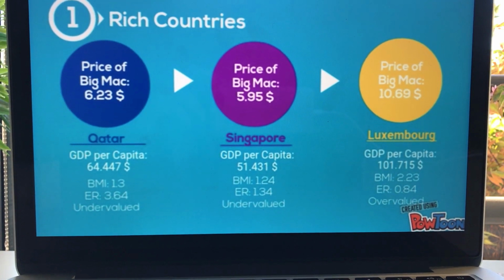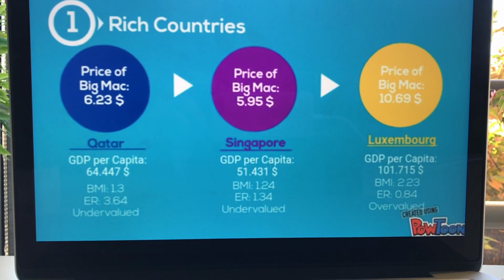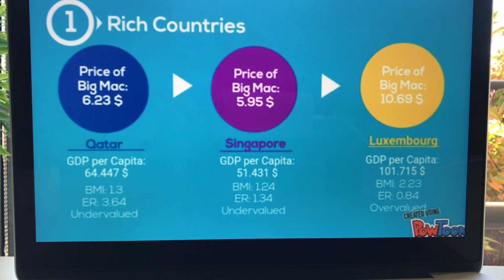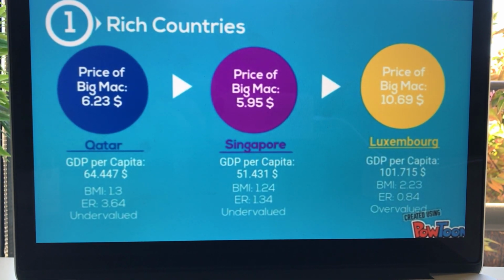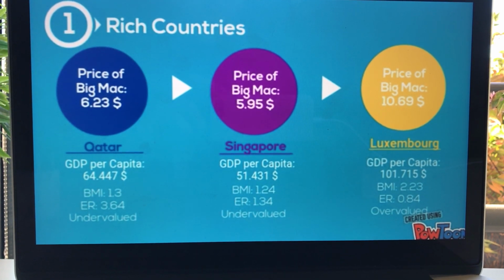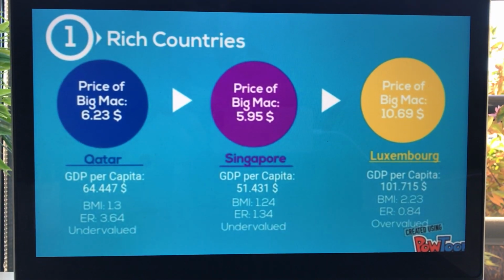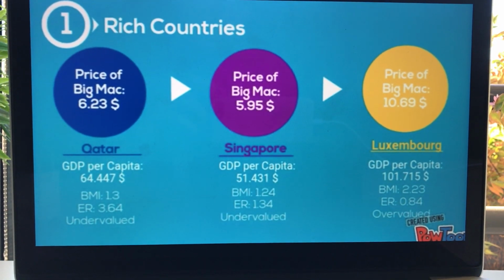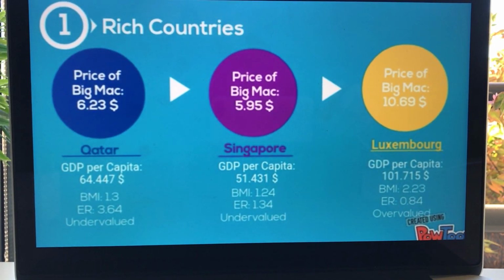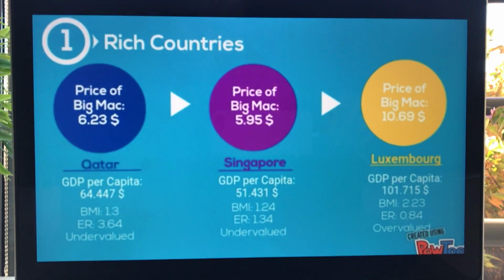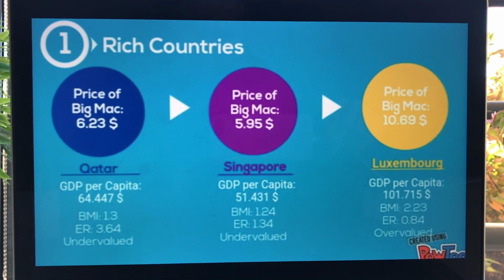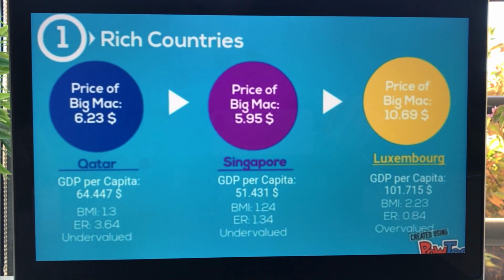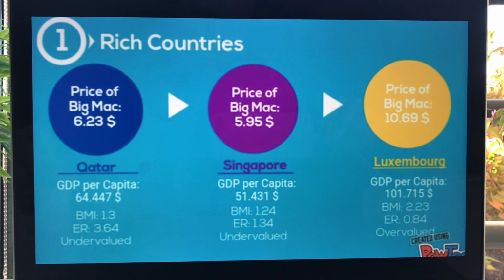The second country we have chosen is Singapore. In Singapore, the GDP per capita is $51,431. The exchange rate is 1.34 and the Big Mac Index we got is 1.24. This once again means that the currency is currently undervalued, as the exchange rate is higher than the ideal exchange rate, which is 1.24. The price of a Big Mac in Singapore is currently $5.95.